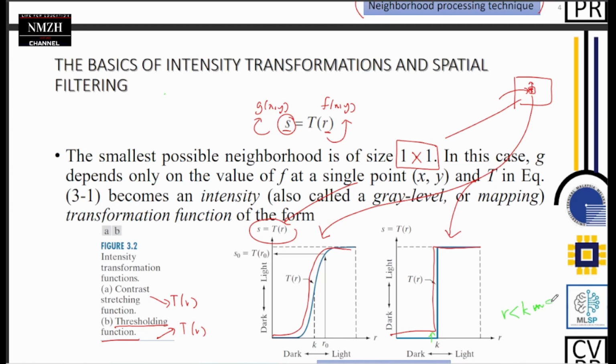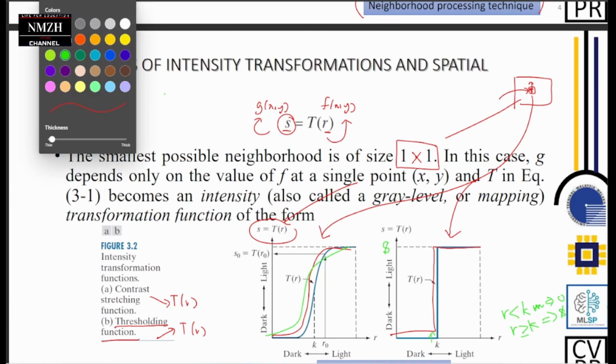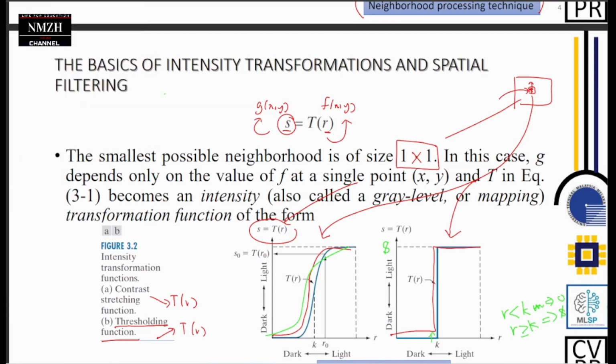So the value will be 0, right? So when R is larger than K or equal, it will be this particular intensity, right? So similar to this one, going from the dark to the light, we can have a smooth one for describing the intensity of that particular image. Okay, right?